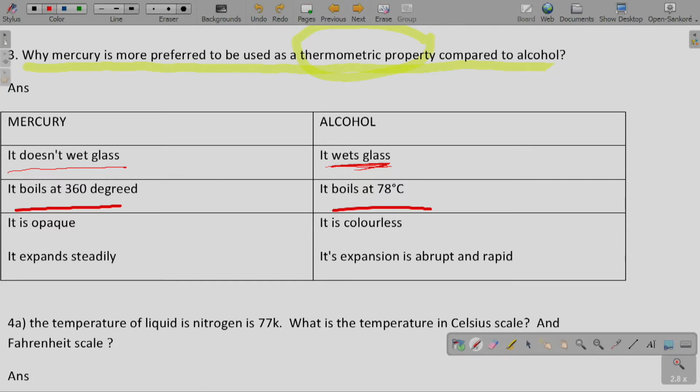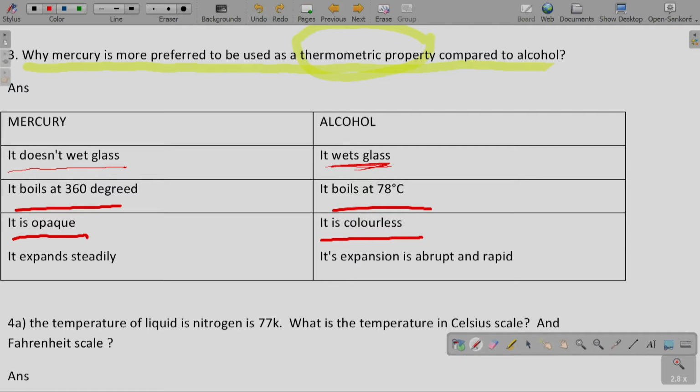Okay, and the fourth answer is that it is opaque. Therefore, it can be clearly seen. Mercury is opaque, therefore it can be clearly seen. But if I use alcohol, then it is colorless. I have to add color when I use it. Therefore, it is more preferable to use mercury than alcohol.